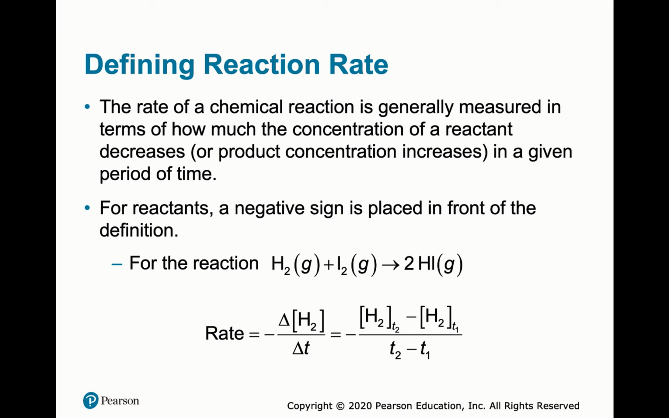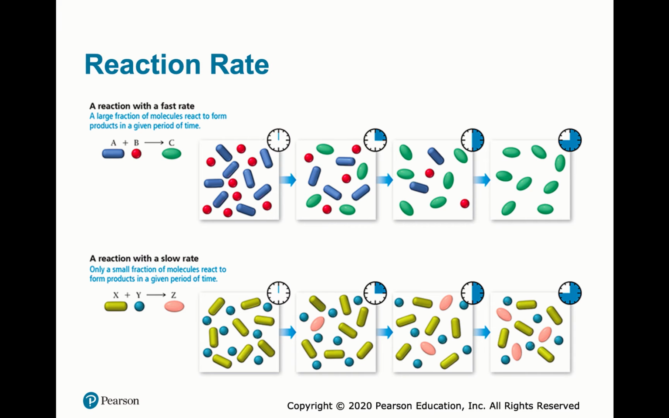If you look at this reaction here, hydrogen plus iodine makes 2 hydrogen iodides. The rate of disappearance of hydrogen is the change in hydrogen over change in time, or the change of hydrogen at some later time minus the initial time, divided by the difference in the times. I know calculus often is not a part of the prerequisites for this class, but if you recognize this, this is really just a derivative. It's a calculus derivative, and it's the rate.